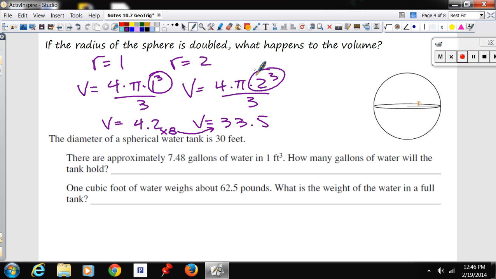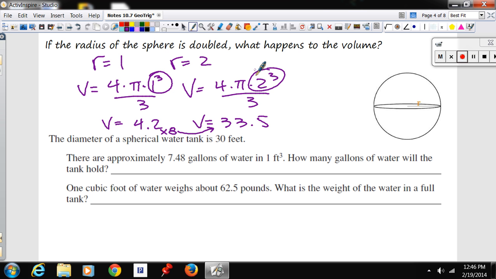1 cubed is what? 1. 2 cubed was 8. It got 8 times bigger. So you could just take the new volume, the volume you got, times it by 8, and you'd have the other volume if you doubled it. 8 times more, because we're cubing it, because we're always in cubic units.